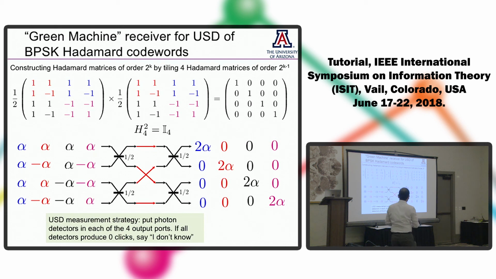Now, note that if I were to put detectors at these outputs, what will happen? If I choose one of these 4 code words and I get a click in one of these outputs, I will know for sure that that particular code word was sent. It could not have come from any other detector, again assuming ideal detectors and everything is ideal. And if I don't get a click in any of these 4 detectors, I have an erasure outcome. I don't know what was sent. So I have constructed a USD measurement strategy when I am presenting the receiver with one of several Hadamard coded BPSK code words.